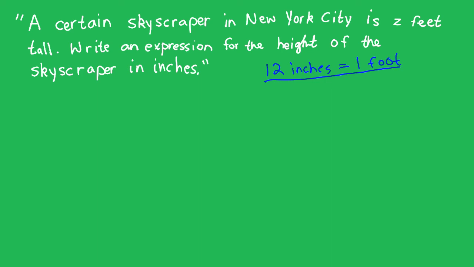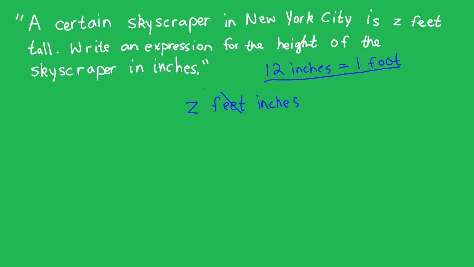Well, let's first write what we know. We know that the height of the building, if we're trying to write an expression for it, is z feet. And now we're still trying to represent the height of the building, but in inches. So we have to find a way to take this feet and put it into inches. Now we can't just cross out feet and put z inches. Nope. Because that would be completely ignoring the conversion between inches and feet. We know that z feet wouldn't be the same as z inches. So what we have to do is use our conversion here to get this into inches.